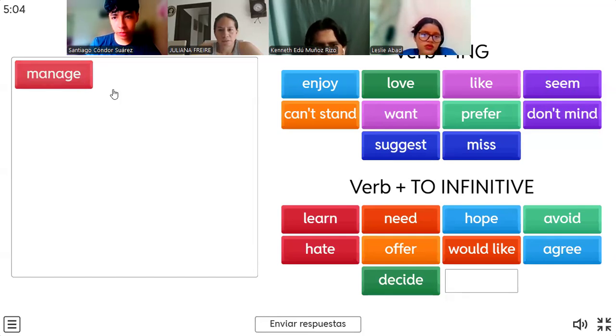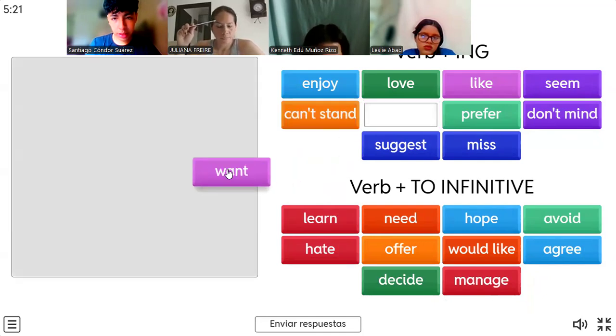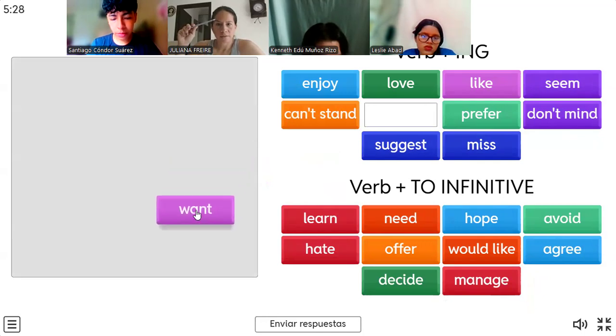Infinitive. Guys, would you like to change something or you think this is okay? Want. Want is infinitive. And so, instead of what? ¿En vez de cuál? Can stand. No, can stand is okay.